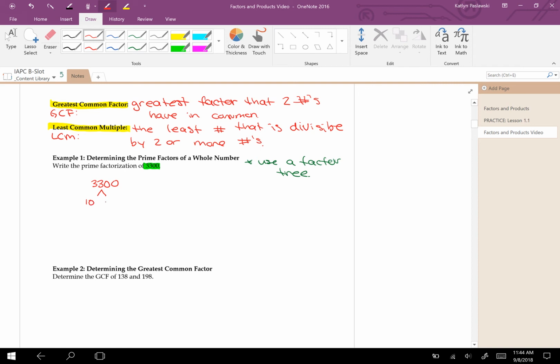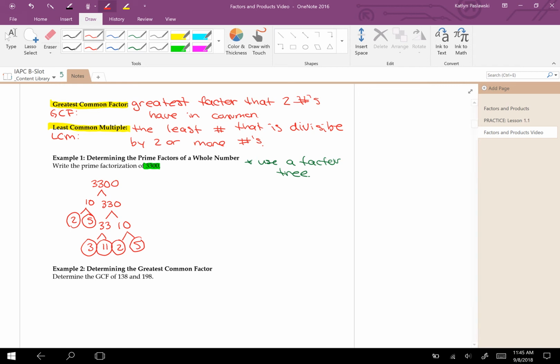So when I think of 3,300, I think of 10 multiplied by 330. Now, neither of these are prime numbers, so I have to keep going. So I need to now break 10 down, and I know that 10 can be broken down by multiplying 2 and 5. 2 is a prime number, and so is 5. So that's where the end of that tree is going to stop. 330 can keep going, broken down to 33 and 10. 33 into 3 and 11. 10 into 2 and then 5. And these are all prime numbers. So that is the end of the factor tree.